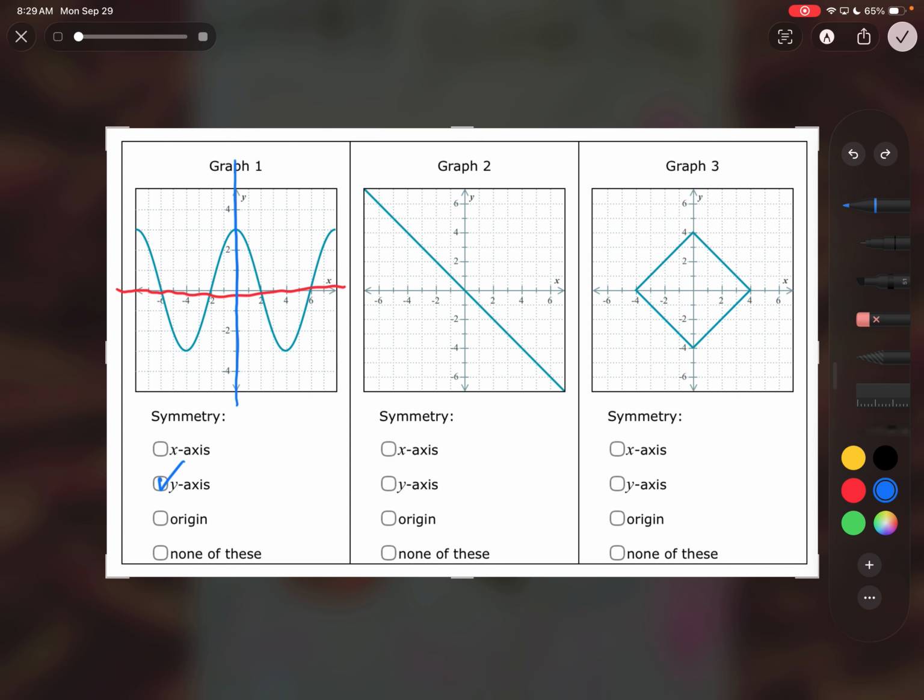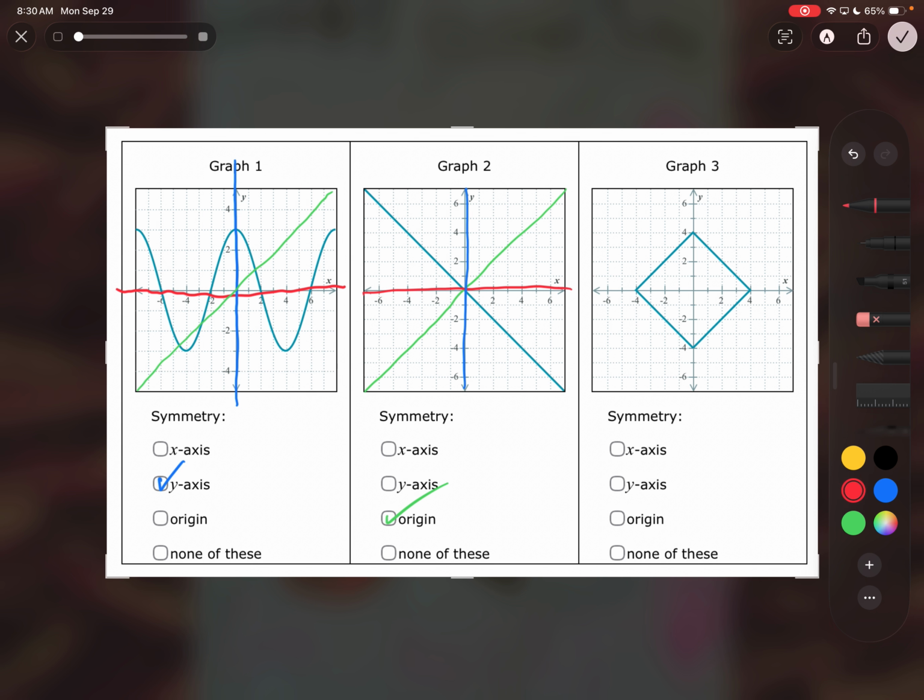The origin, I think the easiest way to do that would probably be if you can fold it across like a diagonal line and it matches up. Okay, so I'm going to go ahead and skip to the origin on this one. If I fold this across this line, that one would match up. If I fold this one this way, it does not match up. And if I fold it left and right, it does not match up either.